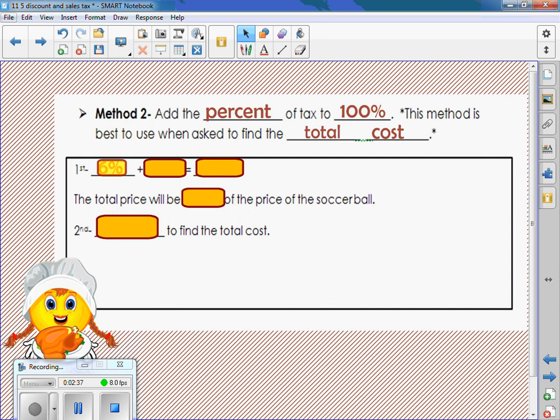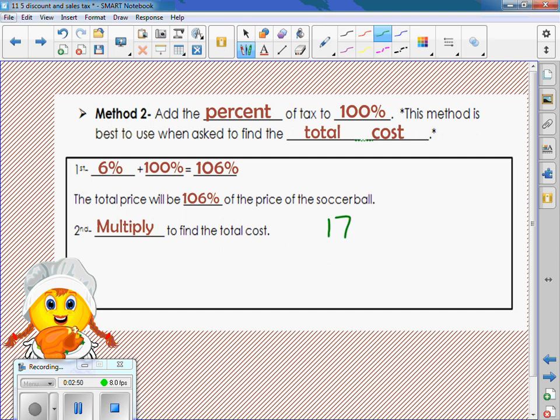So we already said before that the total price will be 106% of the price of the soccer ball. And we know that in order to calculate this, we have to multiply. So we're multiplying $17.75 by 106%, which as a decimal is 1.06.